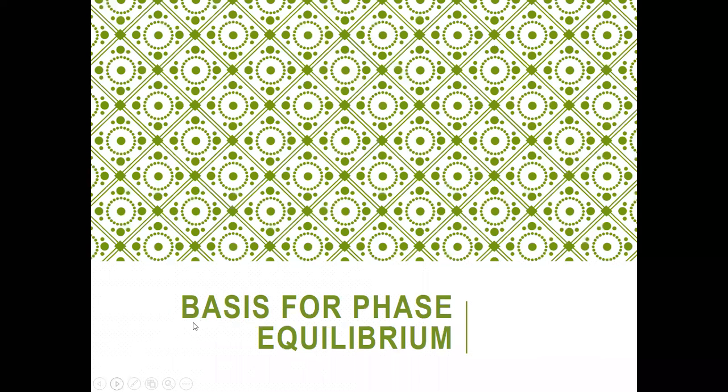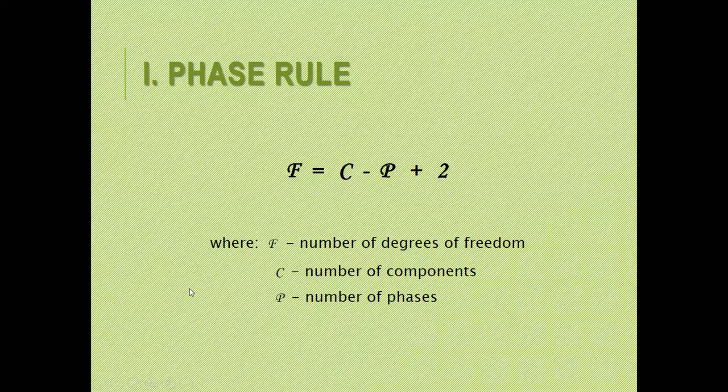So, of course, the basis for phase equilibrium starts with the phase rule. And in here, we have the equation F equals C minus P plus the constant 2. F here is the number of degrees of freedom, otherwise known as the variance. C represents the number of components present in our original mixture, and P, the number of phases that are contacted.